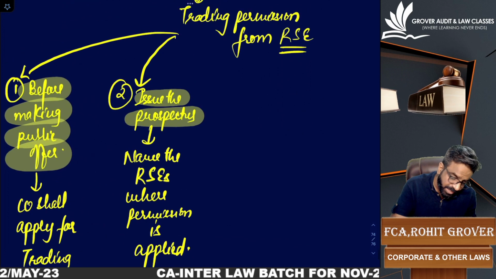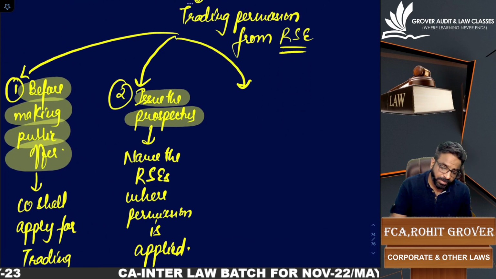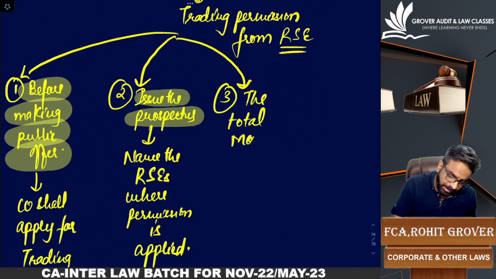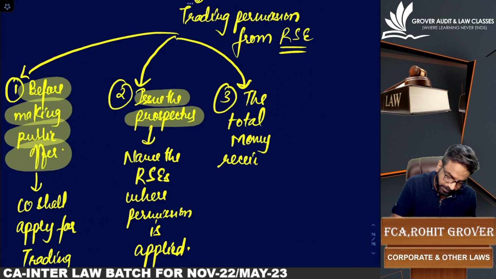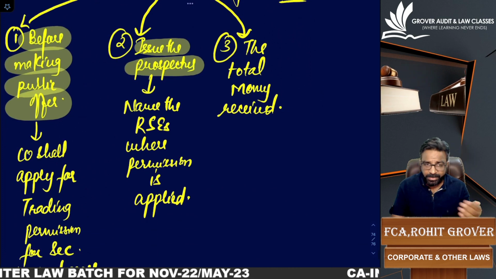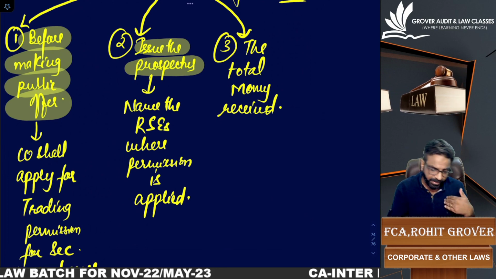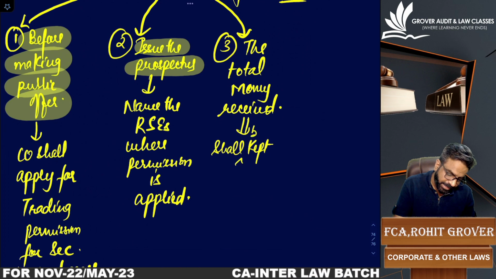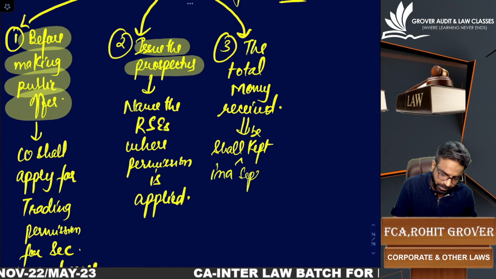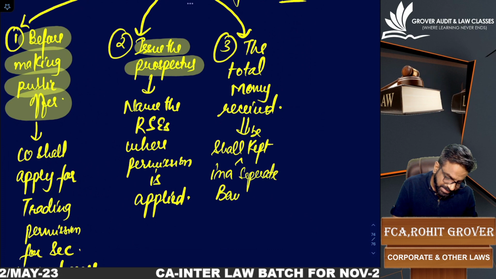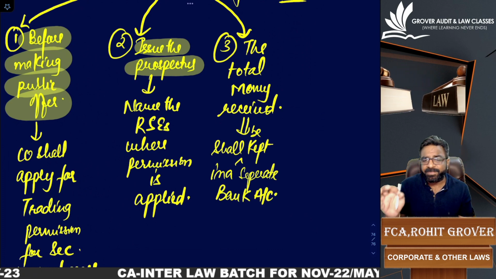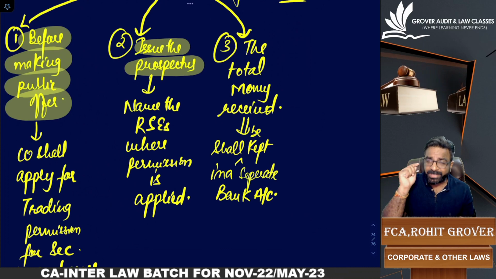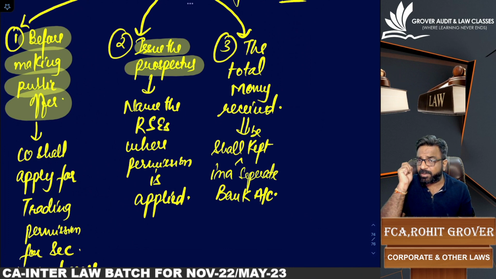Point number 3, very important point. Listen to this point very carefully. The total money received by the company shall be kept in a separate bank account. In which bank account? Separate bank account. You can't keep the money of the applicants in your bank account. The total money received, not even a single rupee allowed extra.